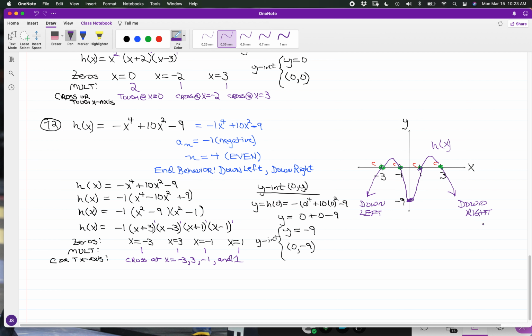And so this is the pattern for this particular function h of x. Again, the end behavior is down to the left, down to the right, and at all four of the zeros it is going to cross the x-axis. And among the intercepts, you have the y-intercept, which is now away from the origin, located at y equal to negative 9.